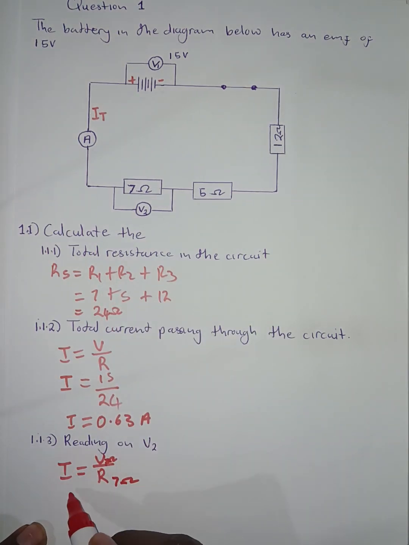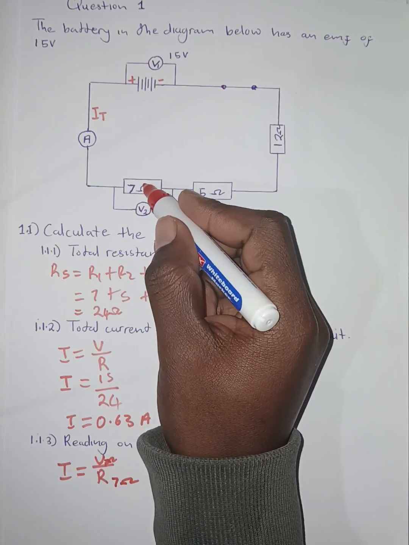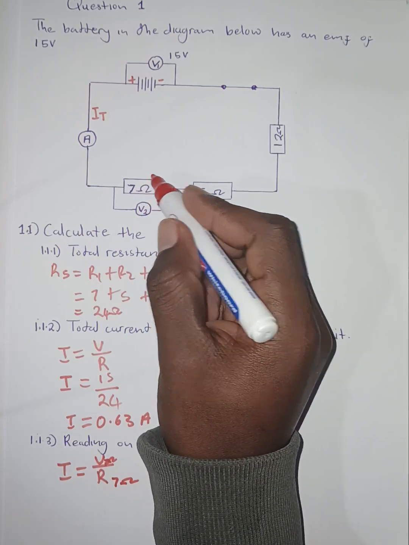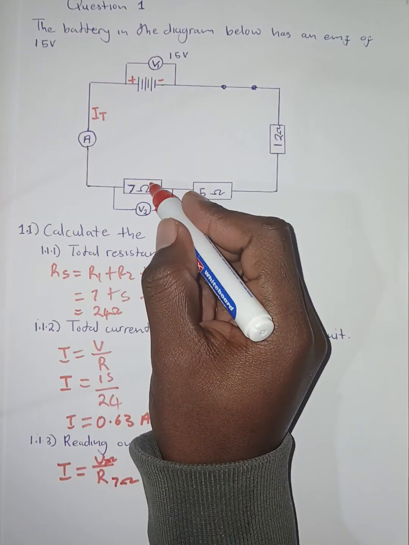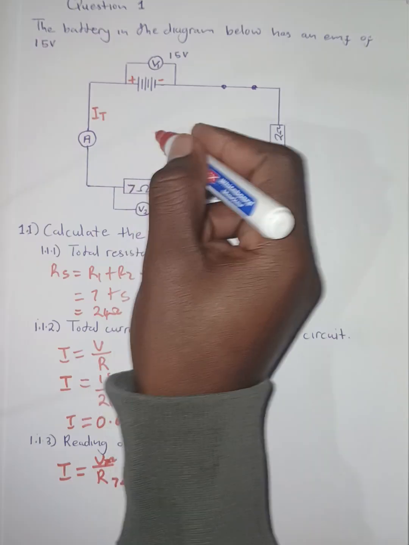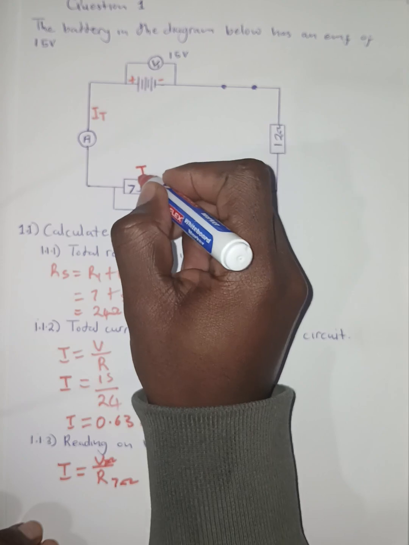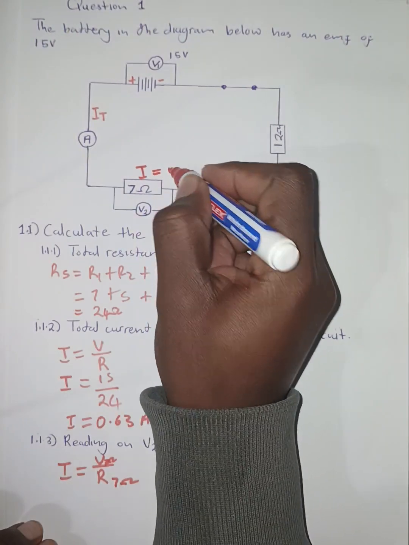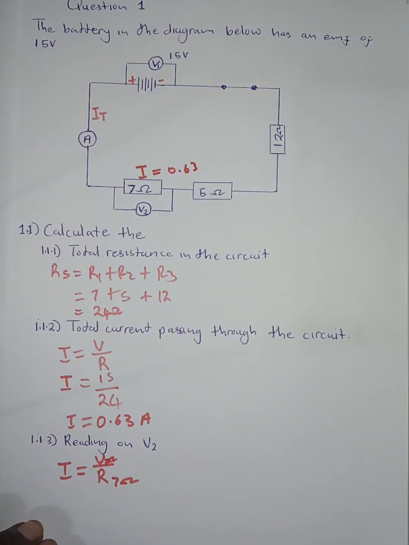Now remember, I'm looking for the voltage across that resistor, right? But remember, which current would be passing in that 7 ohm resistor? It would be the total current, because in this case there is no branch that splits the current. So I at that point would be that 0.63. So that's one thing that you must note.